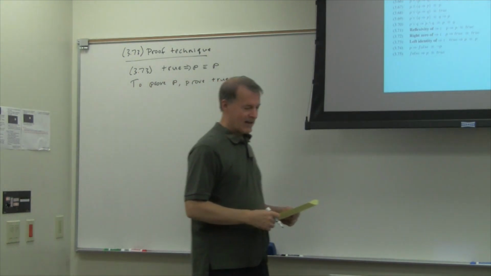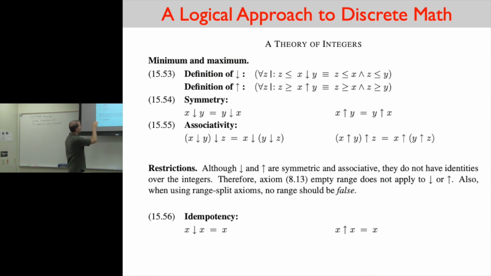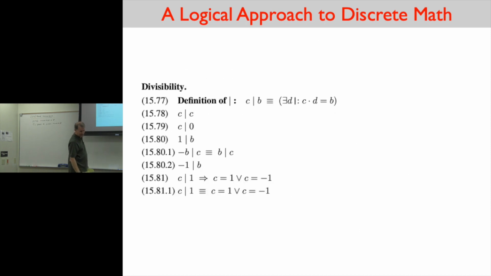All right. Now let's go all the way up to 1579. Well, let's review this a little bit. We just proved symmetry. You can prove associativity. We can prove idempotency. Now 1577 is actually the definition of divides. We've used divides a lot, haven't we? Well, here it is. It's an axiom, the definition of divides. C divides B is equivalent to there exists a D such that C times D equals B, right?